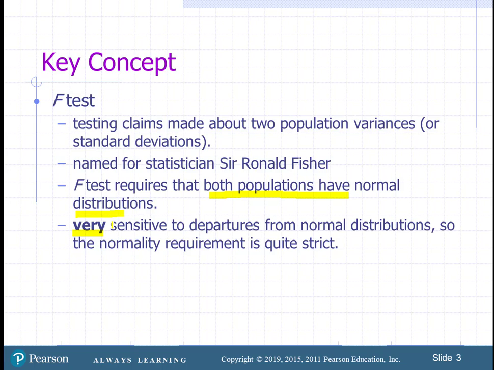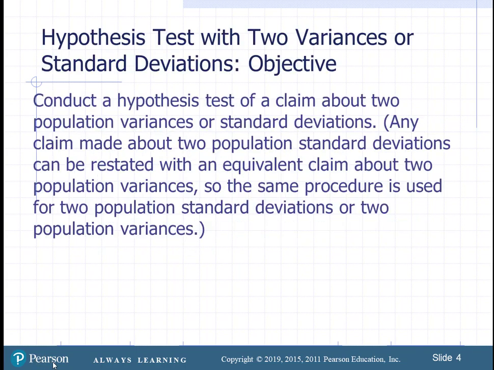If you are in a situation where you need to do an F test, you will have taken more statistics and you will have access to a statistical advisor who will help you do this. So what we're going to do is test a claim about two population variances or population standard deviations.